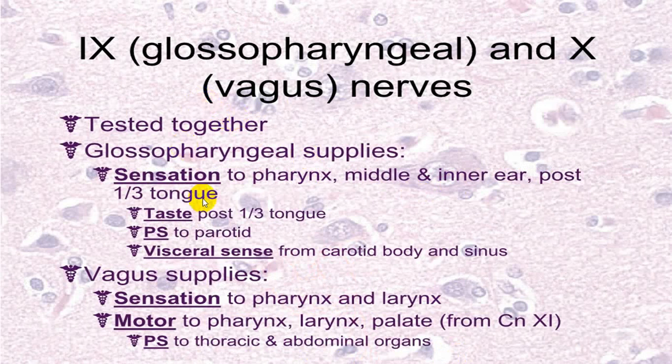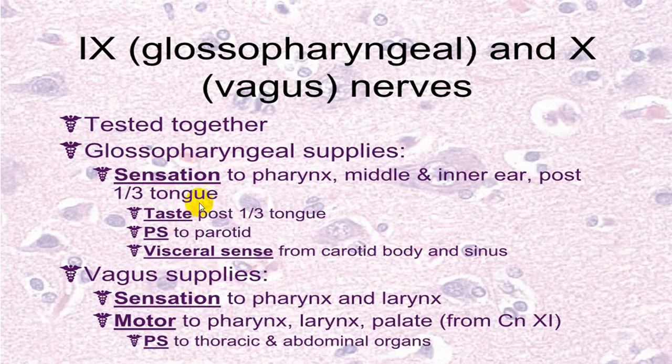So you will do the taste sensation for posterior one third of the tongue. Carotid body, carotid sinus, aortic body and aortic sinus, we usually don't do any specific test for baroreceptor as well as chemoreceptor. Part of the sensation to the pharynx and larynx part is along with vagus nerve.